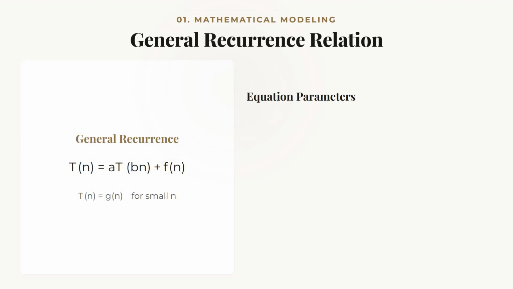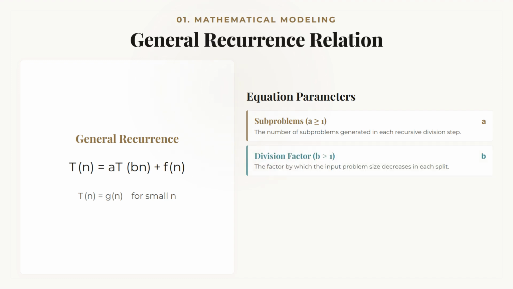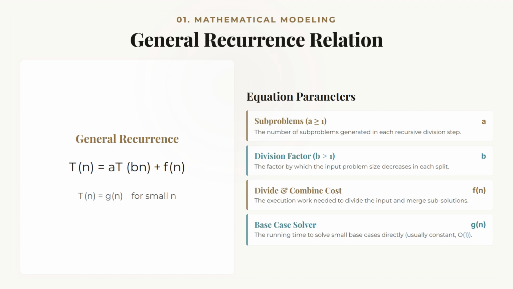To analyze divide and conquer algorithms mathematically, we use a recurrence relation. A general recurrence can be written as follows. The running time T(n) is equal to a multiplied by T(n/b) plus f(n). In this equation, the parameter a represents the number of subproblems generated during division. The parameter b represents the factor by which the problem size decreases. The function f(n) represents the work required to divide the problem and combine the solutions. If the problem becomes very small, a direct solution is applied, and the running time is represented by another function, usually denoted by g(n).